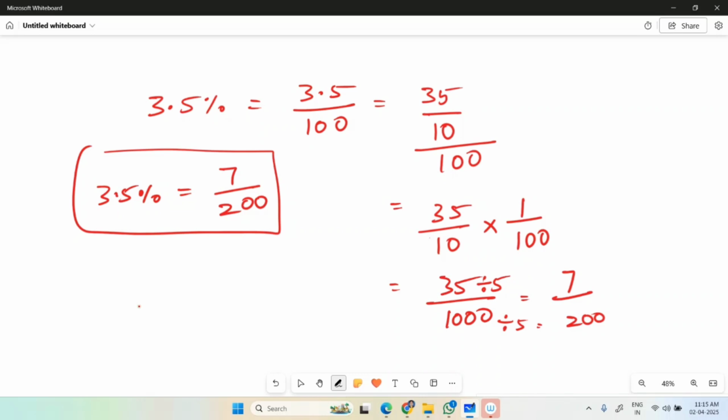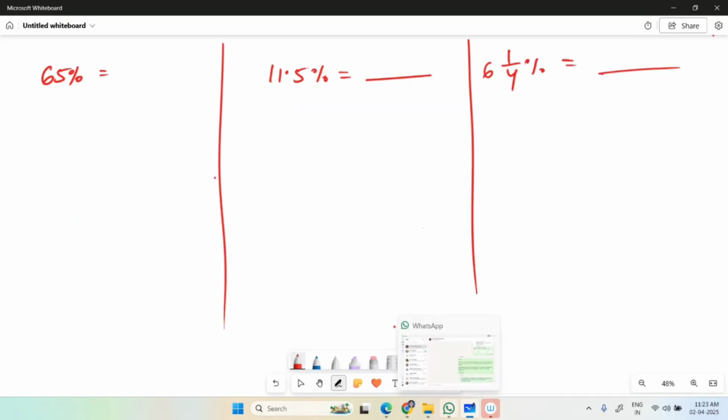Now the same fraction can be converted into a decimal also by dividing. We already discussed in the decimals lesson how to convert a fraction into a decimal. Let's quickly solve these questions. Convert the percentages into fractions. First question is 65 percent. Write it as a fraction.